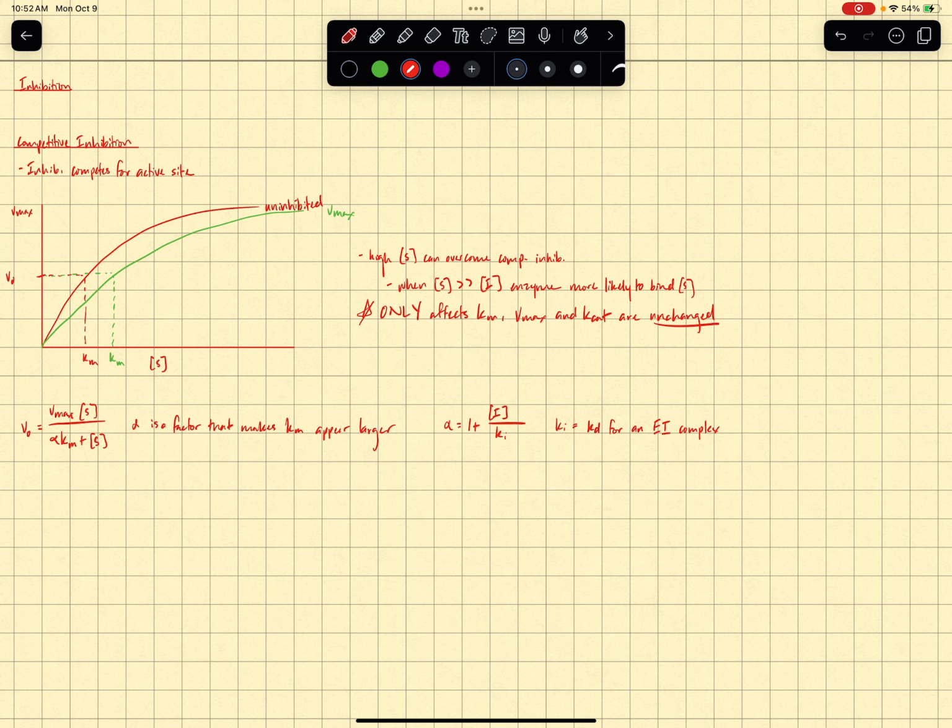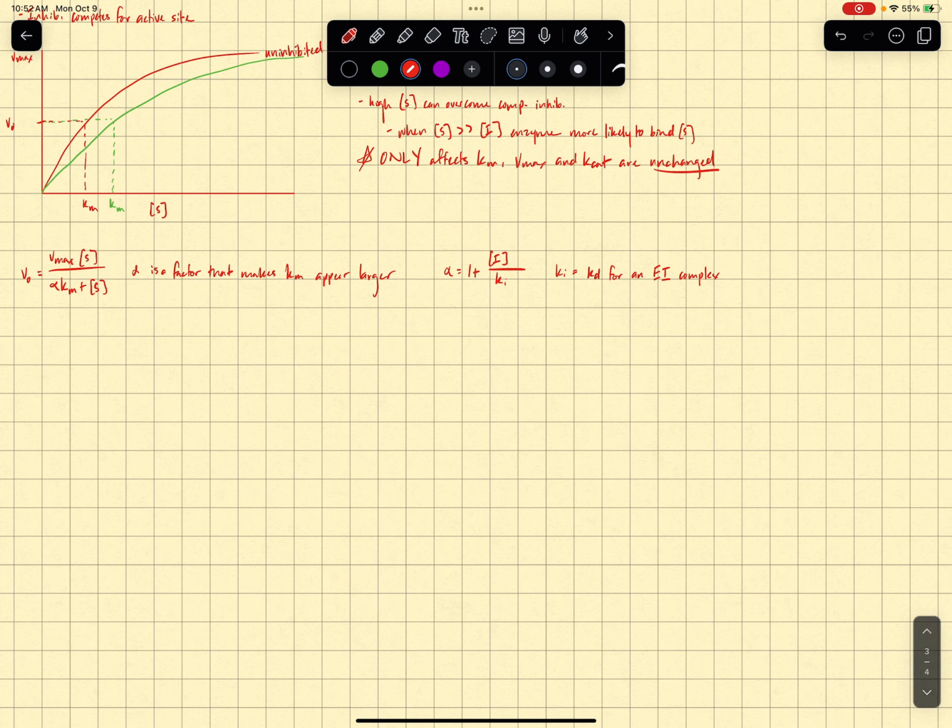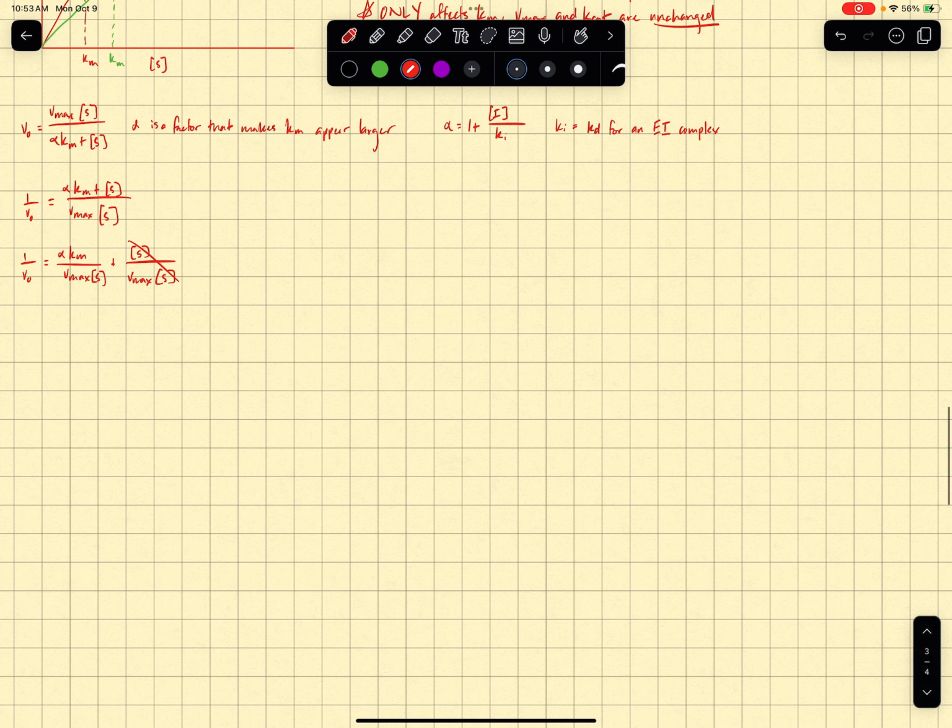And so if we want to see what this looks like in a Lineweaver-Burk form, we can do our reciprocal thing. So this becomes 1 over V naught equals alpha times Km plus the substrate over Vmax times the substrate. So we'll get 1 over V naught equals alpha times Km over Vmax times S plus the substrate over Vmax times the substrate again. These cancel out. We're left with 1 over V naught equal to alpha times Km over Vmax times 1 over the substrate plus 1 over Vmax.